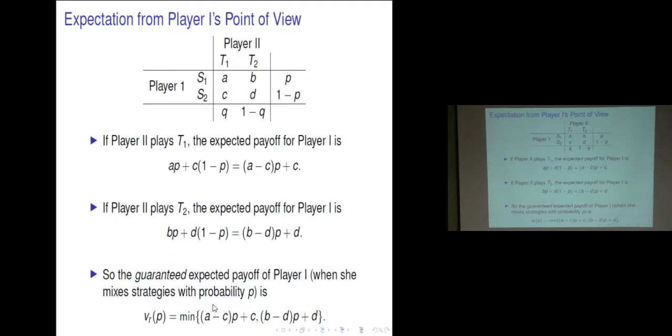Now, the guaranteed payoff for player 1 is the minimum of the two. If player 2 plays this, he gets this reward. If player 2 plays that, he gets that reward. So at least he'll get one of them. So the guaranteed expected payoff will be the minimum of these two numbers. So it's a function of P. If P changes, then this minimum could change, right? You are with me so far? I'm saying the same thing, but in terms of A, B, C, D.